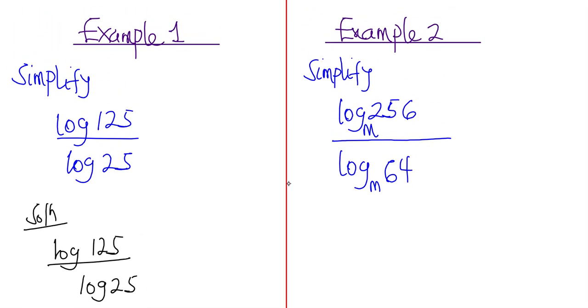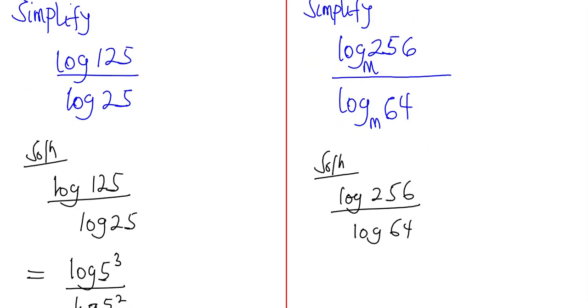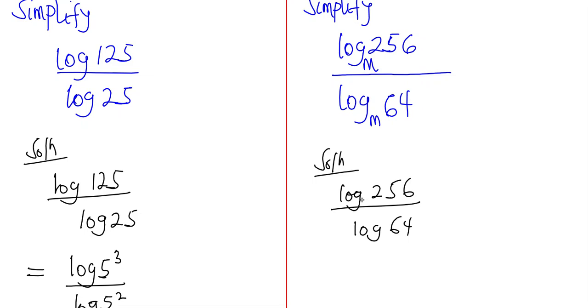So in example 2, it's just like the first one we did. It says simplify log 256 base m divided by log 64 base m. Now it implies we have to express 256 as a base and exponent. Then we apply the product index law. Now looking at 256, we can express it as 4 exponent 4. That is, we have log 256 here divided by log 64, not forgetting that they all have the base of m, so we have to indicate it base m here. We have base m here.